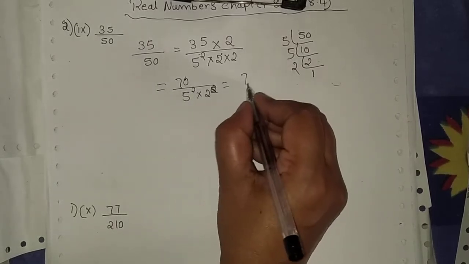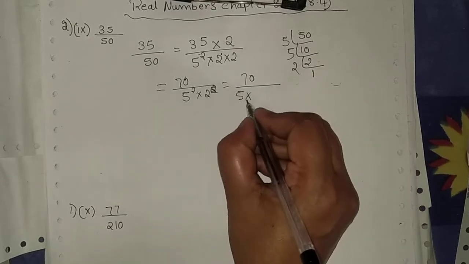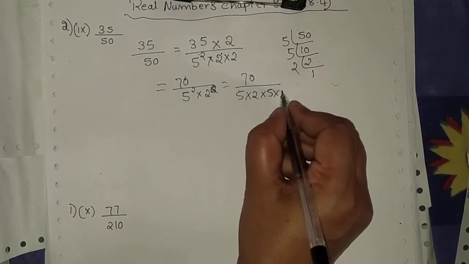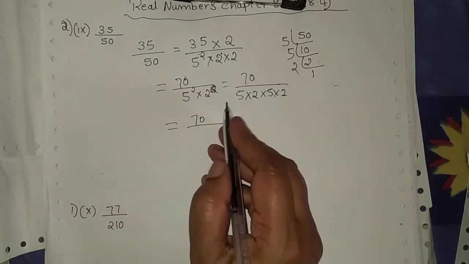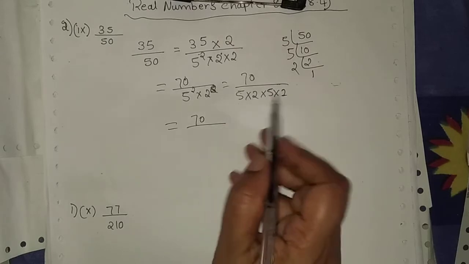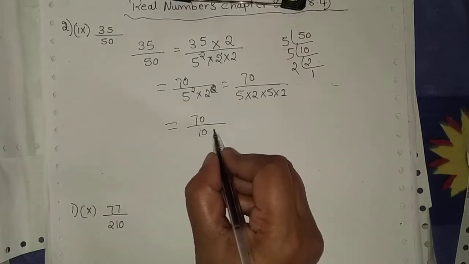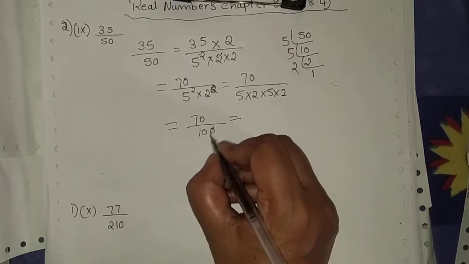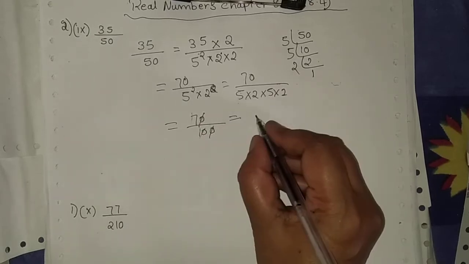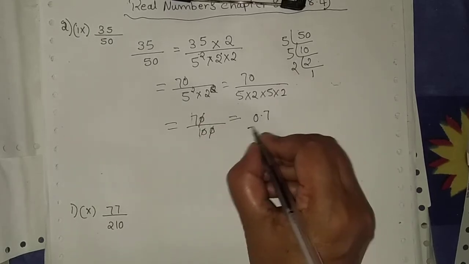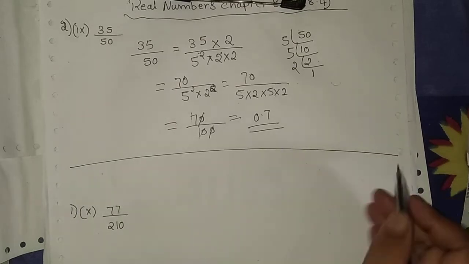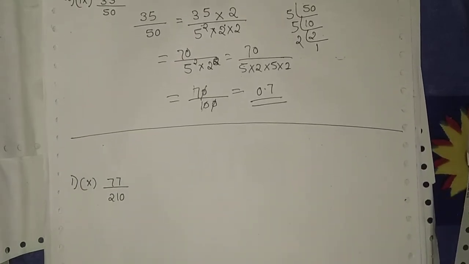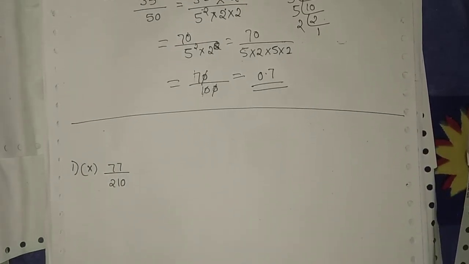Therefore 70 by 5 into 2 into 5 into 2. Therefore 70 by, this one we get as 100. This is 25, 4. Then we get 100. So 7 ones are 7. This is 0.7. So we made it to the decimal answer.